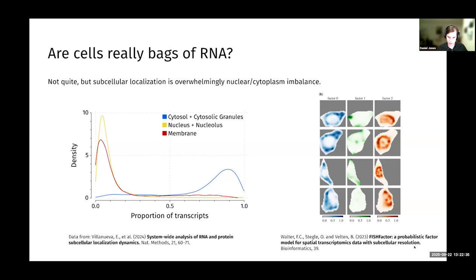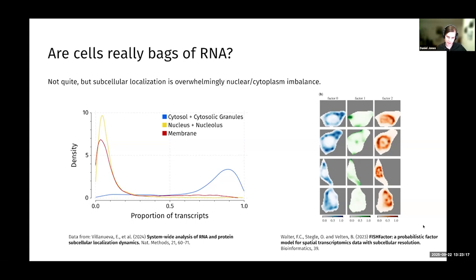There have been some attempts to build models of subcellular localization based on spatial transcriptomics, in an unbiased fashion. And I think what they tend to find is that most genes are not highly localized, and the ones that are, it's usually a cytoplasm-nucleus imbalance for the most part, with some membrane localization in some cases. So the bag of RNA assumption is not true, but it's true enough for most cell types, I think, to serve as a fairly good heuristic for segmentation.